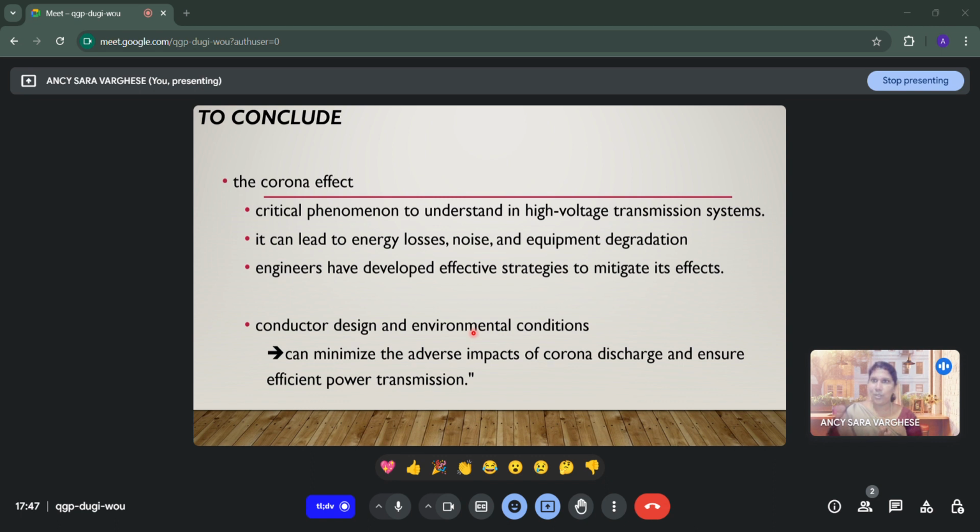So to conclude, corona is an effect occurring in high voltage transmission systems. It leads to some negative effects like energy loss, noise and equipment degradation. So engineers must develop effective strategies to mitigate its effects. Thank you.